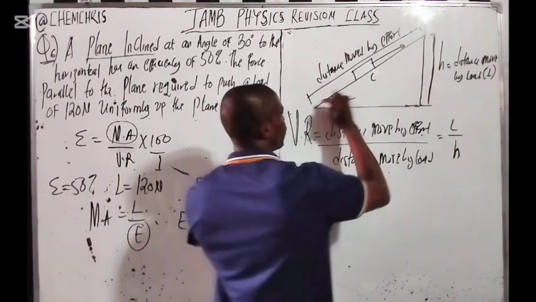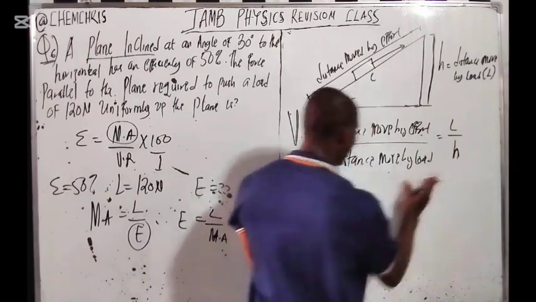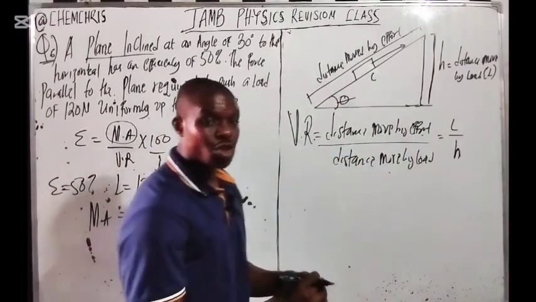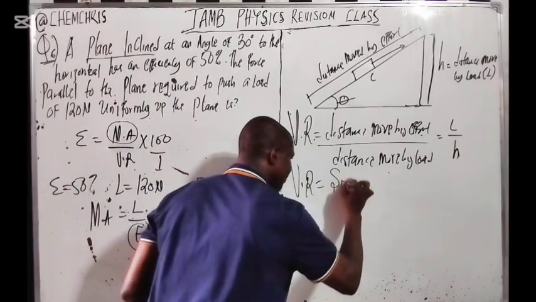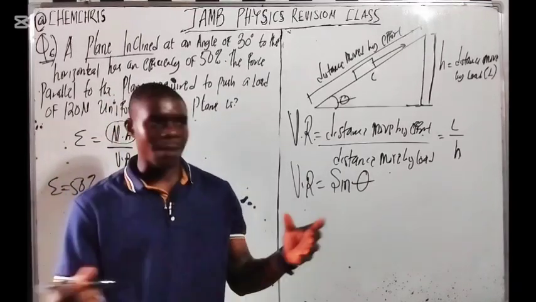So distance moved by effort is this one here. Why the height is the effort. So this is one formula here. Another formula you need to understand is that velocity ratio equals sine theta. How do you come about sine theta here?